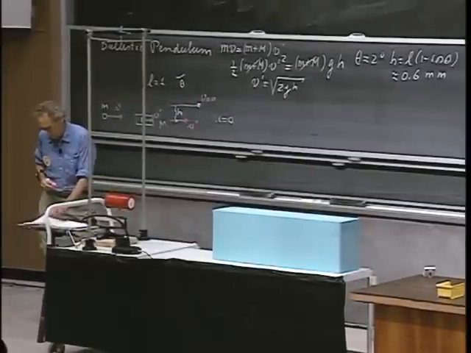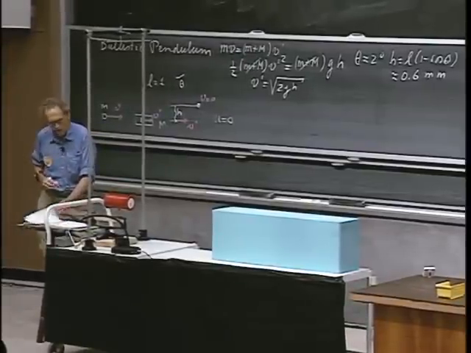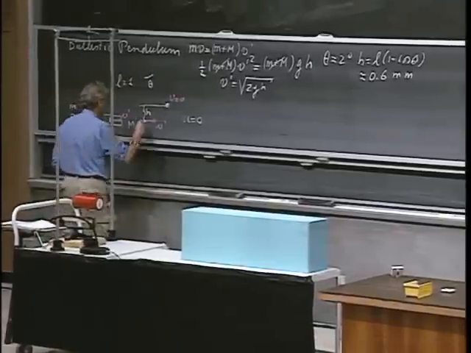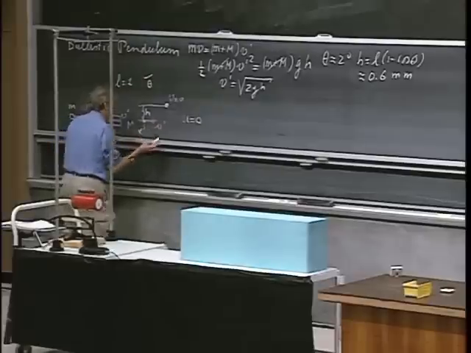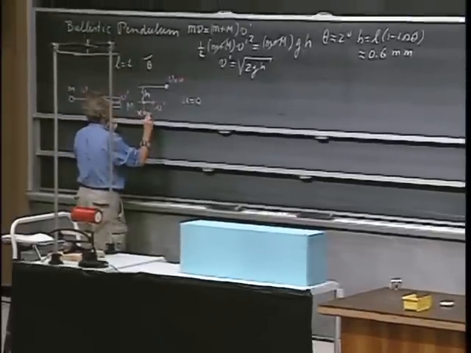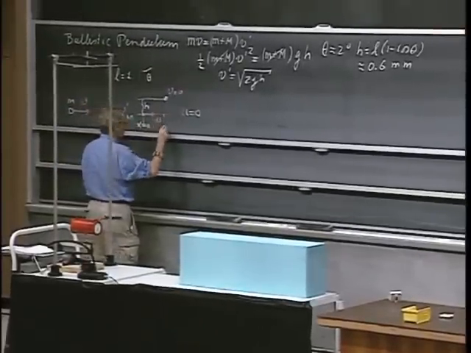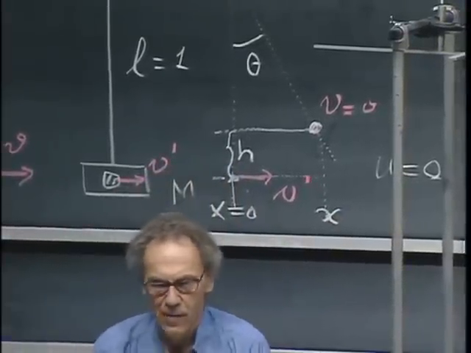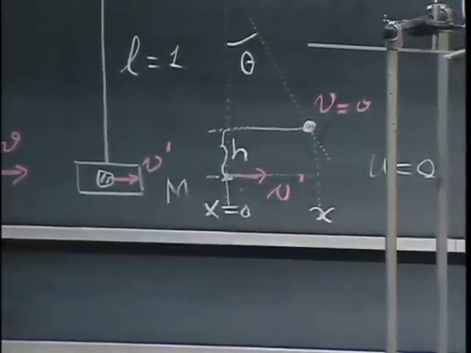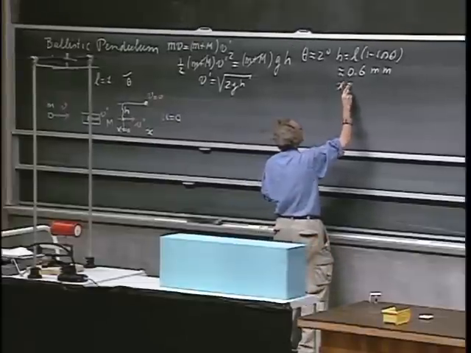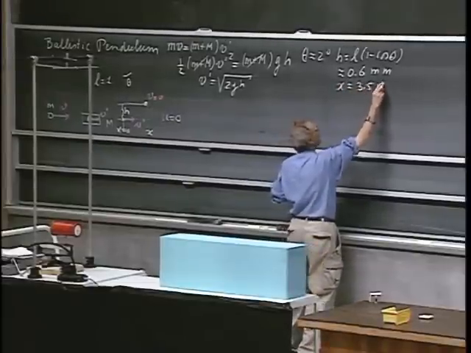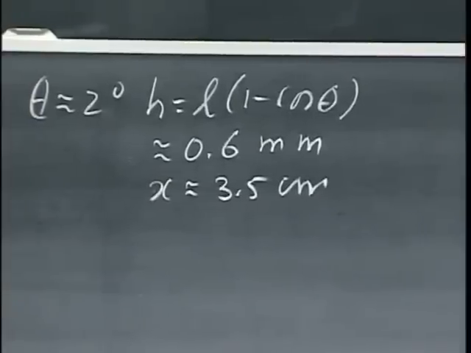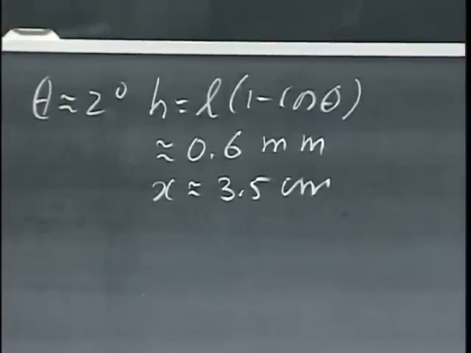Well, we are going to not measure h, but we are going to measure x. I call this x equals 0. And here, when the pendulum comes to a halt, I call that x. For a 2-degree angle, x is approximately 3.5 centimeters. Can easily be checked by you, of course. So you get a huge displacement in this direction compared to h.